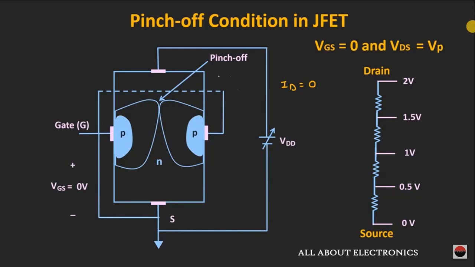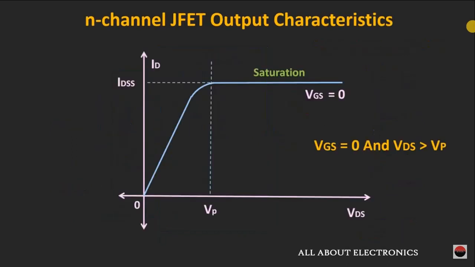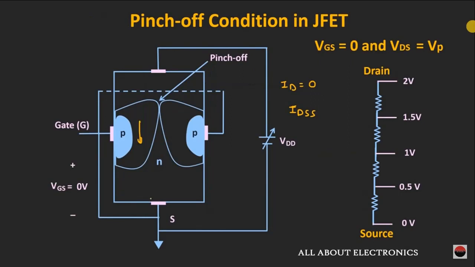In fact, at the pinch-off condition, this current ID is the maximum current. This saturation current is denoted as IDSS, and IDSS is the maximum current of the JFET whenever VGS is equal to 0 and VDS is more than the pinch-off voltage. Whenever VDS is more than this pinch-off voltage, the current flowing through the device is almost constant. In this region of operation, the JFET works as a constant current source, so we will get a constant current through this device.